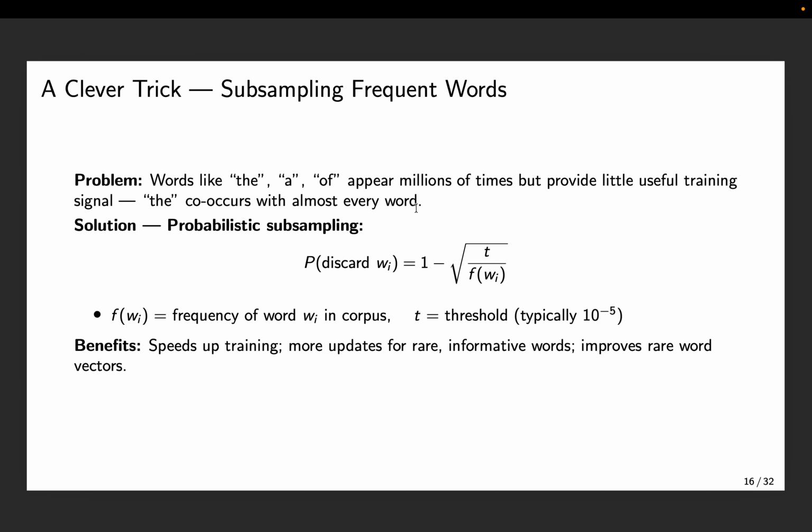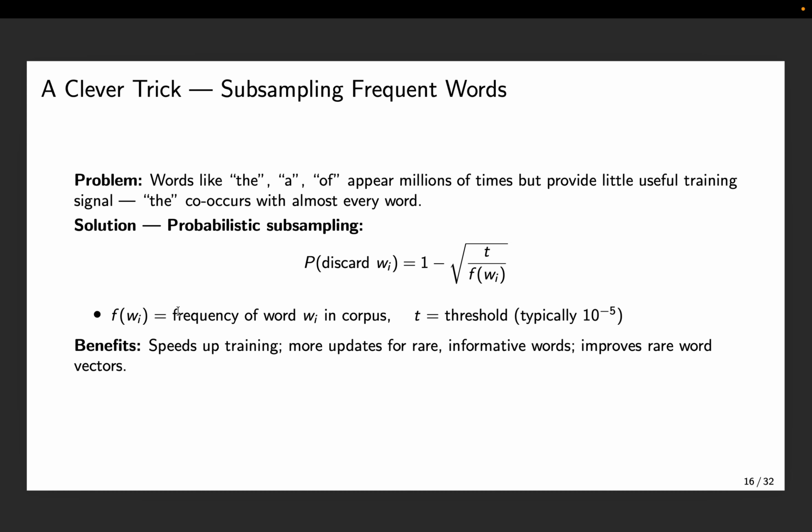So the solution is, during training, discard each word with a certain probability. If you see the formula, the probability of discarding w_i is equal to 1 minus the square root of t divided by f(w_i), where f(w_i) is the frequency of the word w_i and t is the threshold parameter. Typically it is around 10 to the power minus 5 or something.